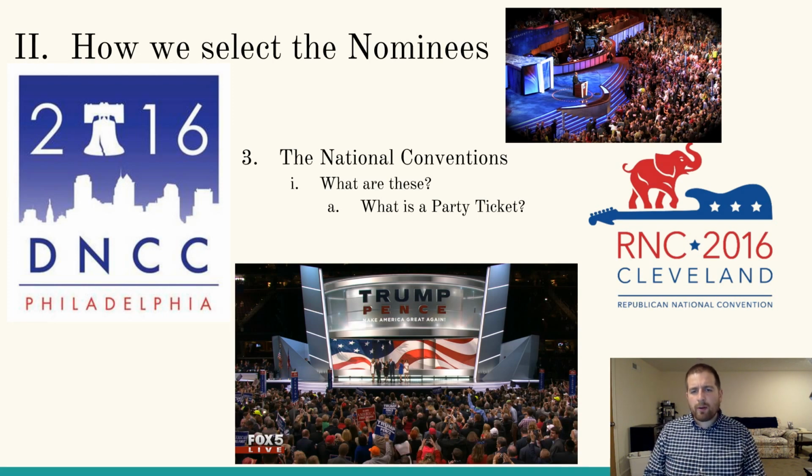I used the term earlier, party ticket. All a party ticket is the name for the party's nominees for president and vice president. So when you hear someone say the Democratic ticket, in 2016, the Democratic ticket would be Clinton-Kaine. Hillary Clinton being the presidential nominee, Tim Kaine being the vice presidential nominee. For the Republicans, the Republican ticket would be Trump-Pence. Donald Trump being the presidential candidate, Mike Pence being the vice presidential candidate. So those are the national conventions. It's the July before the election, and the parties officially announce who they will be running for president.